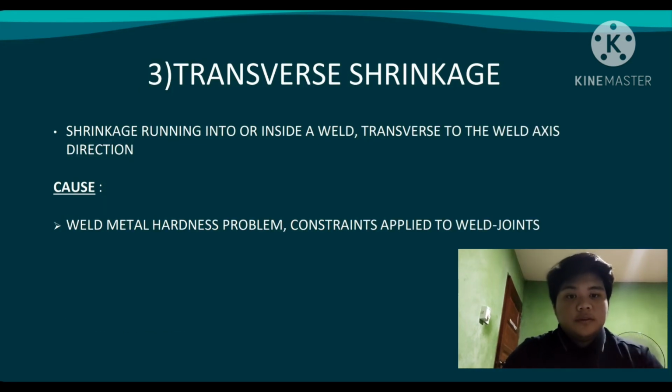3. Transverse shrinkage. Shrinkage running into or inside a weld, transverse to the weld axis direction. Cause: weld metal hardness problem. Constraints apply to weld joint.